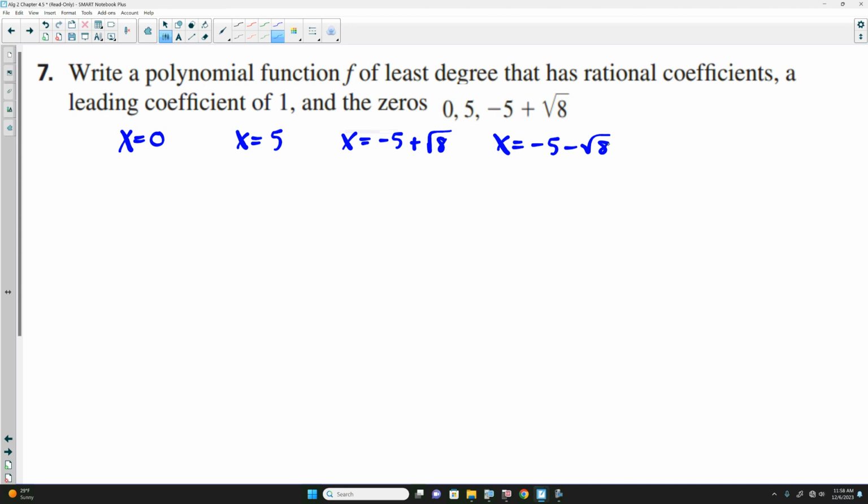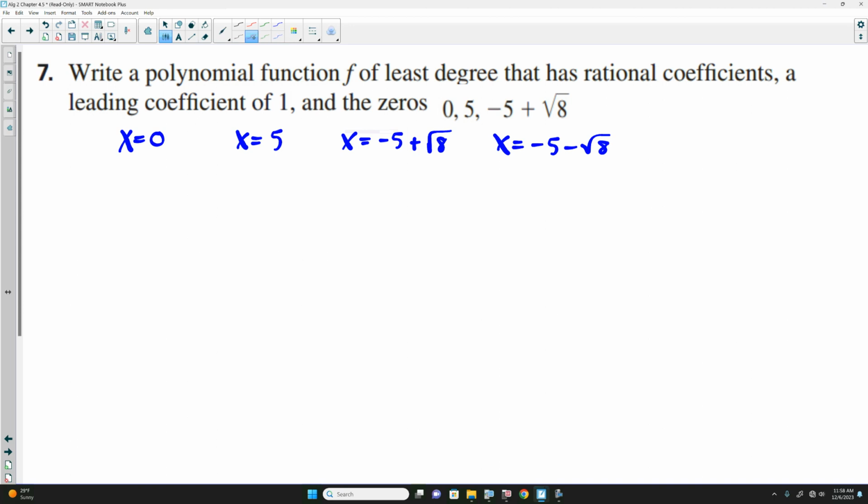Now we have this here. So they told us the zeros are 0, 5, and negative 5 plus square root of 8. So we can set those three equal to x. And since negative 5 plus the square root of 8 is a solution, negative 5 minus the square root of 8 is also a solution. So we have these here.